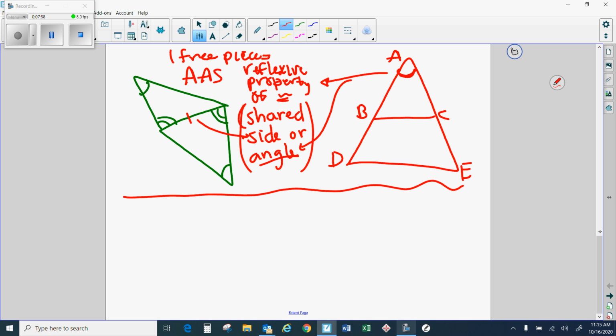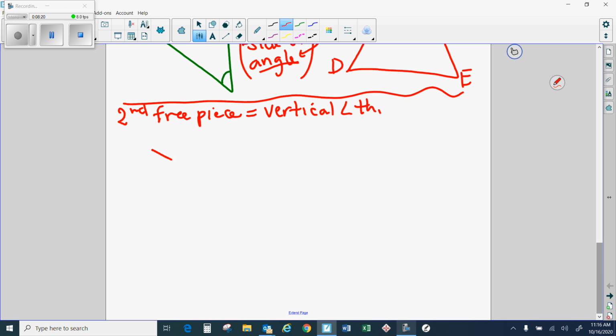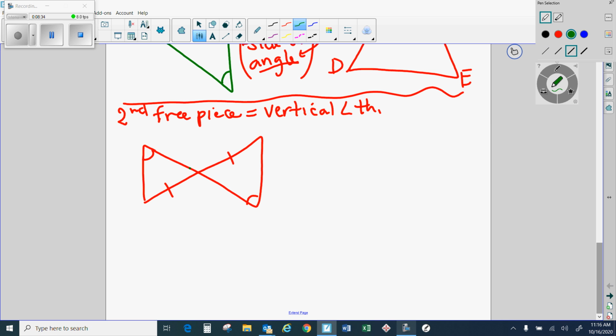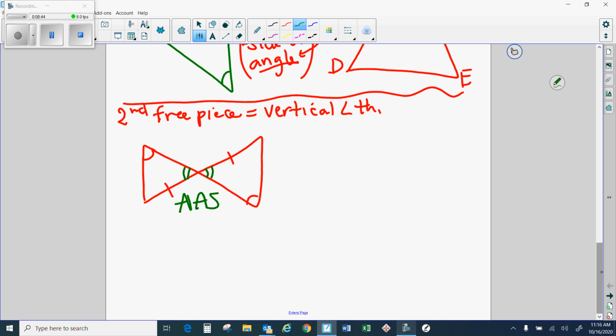The second free piece you can get is the vertical angle theorem. Okay, so an example of that. Let's say I have these two triangles. They give me this one, and they give me this and this. Well, I should be able to automatically recognize I have vertical angles. We know vertical angles are congruent. We've been doing it all year. So I put my two arcs there because one arc's already been used, and now I have AAS. Okay, so that's your second one that you can get free: a vertical angle.